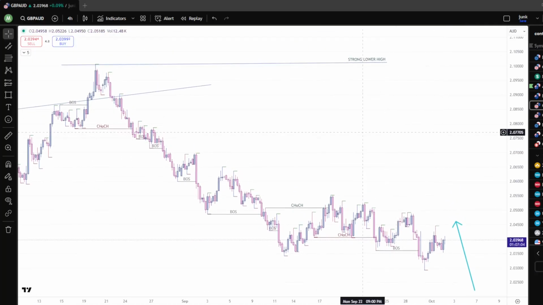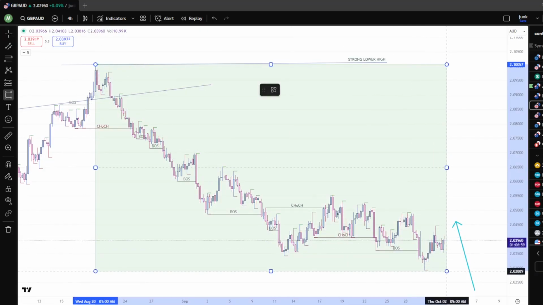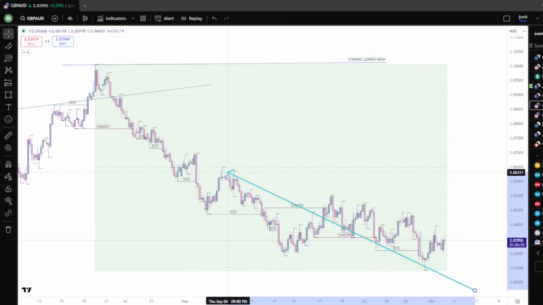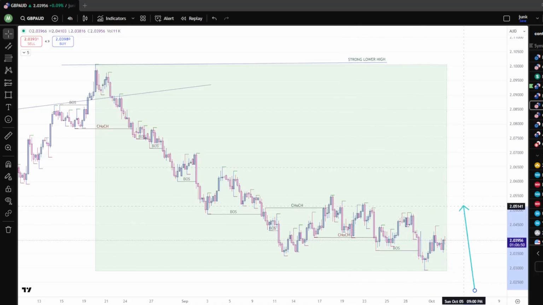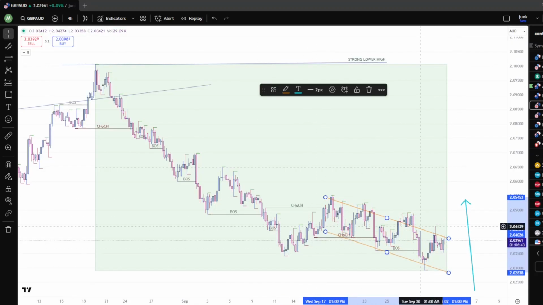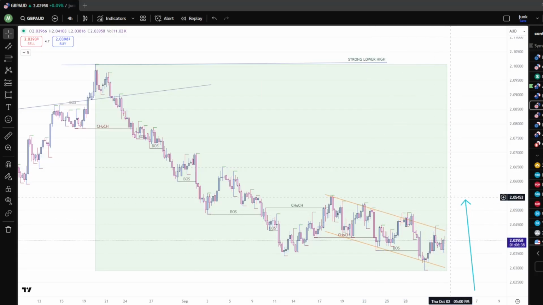GBP AUD, let's go map out the current range. Has been bearish. Of course, lower highs, lower lows, lower highs. We were saying yesterday, it's all just been choppy, consolidating, also forming a descending channel. Waiting to see if price can break out of it, because overall swing structure is bearish. It is continuing to make bearish structure breaks. Obviously, you can see that, but it still is in this descending channel.